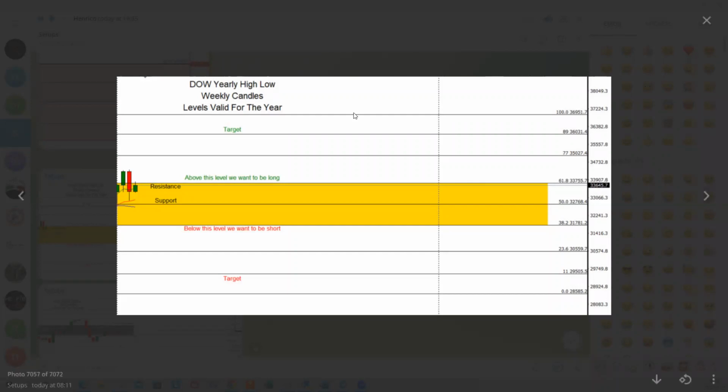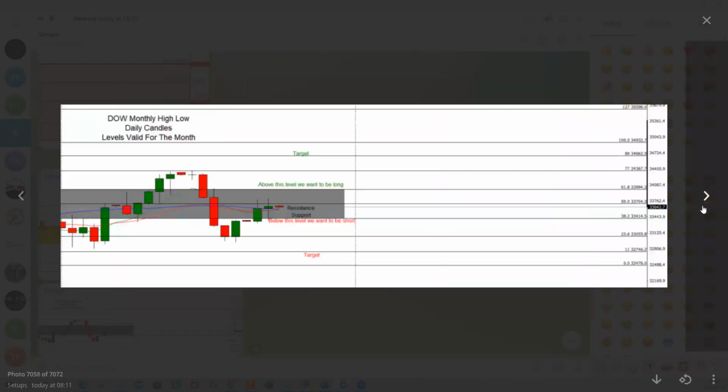So in front of us, we have the Dow yearly high-low, currently between the levels of 61.8 and 50 as support resistance. If you look at moving averages, 8 is above 21, above 50. That's indicating trend is up. So with that, we are still aiming for that 89 target level.